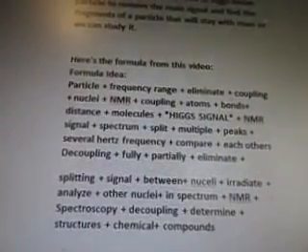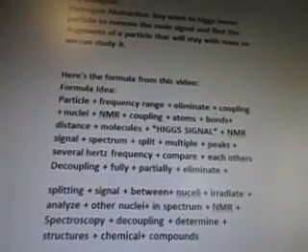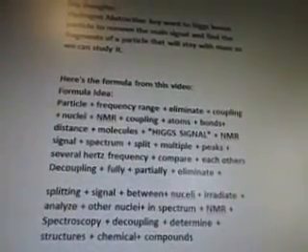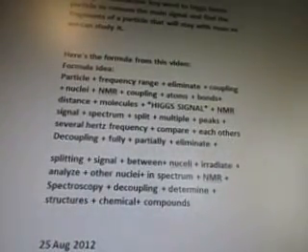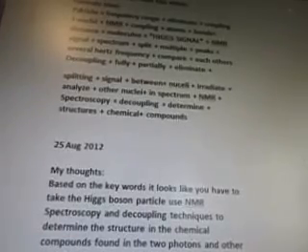The formula idea was a particle frequency range, eliminate the coupling, nuclei, NMR, coupling, atoms, bonds, distance, molecules, Higgs signal, NMR signal, spectrum, split, multiple, peaks, several hertz frequency, compare, each other's decoupling, fully, partially, eliminate, splitting signal between nuclei, irradiate, analyze other nuclei in spectrum, NMR spectroscopy, decoupling, determine structures, chemical compounds.